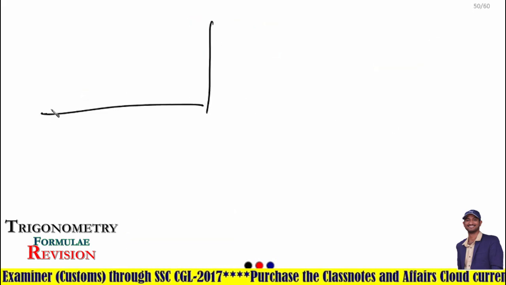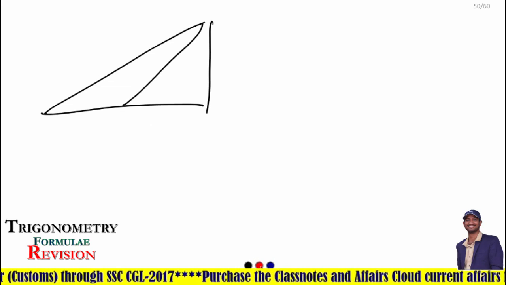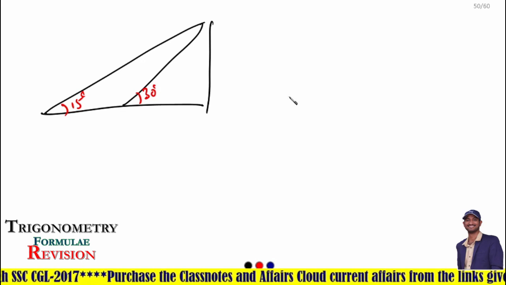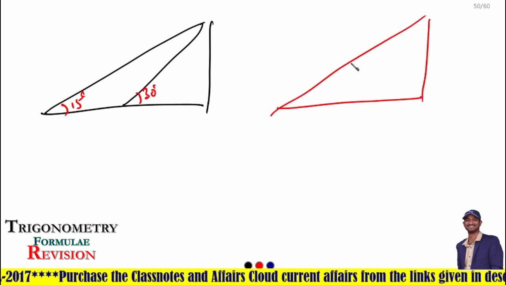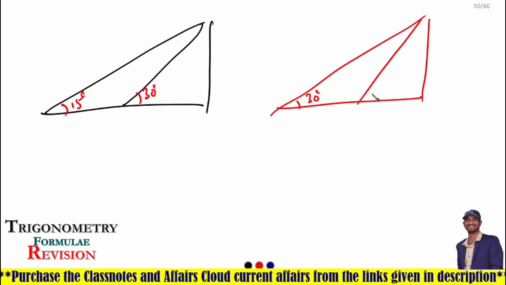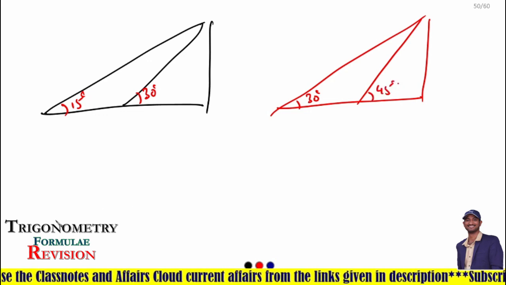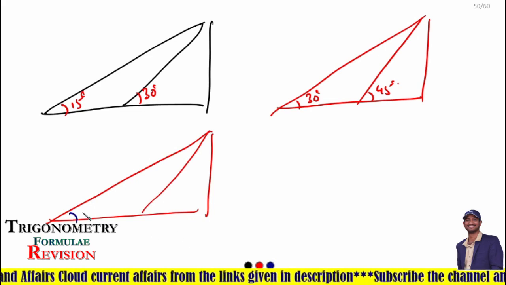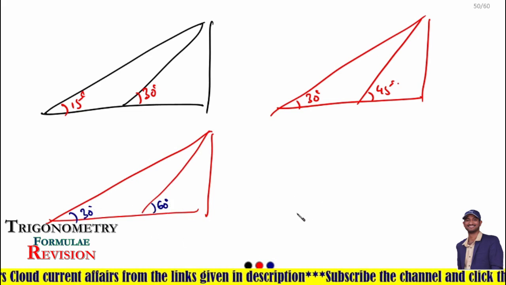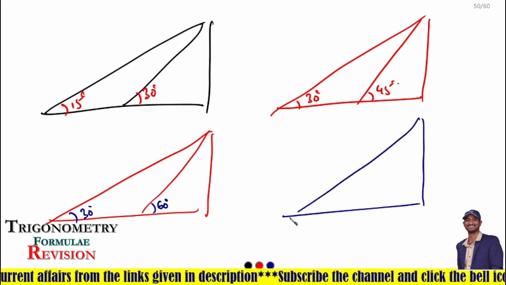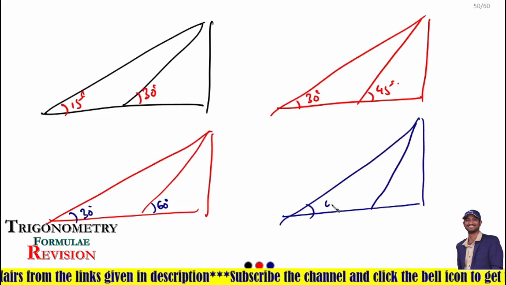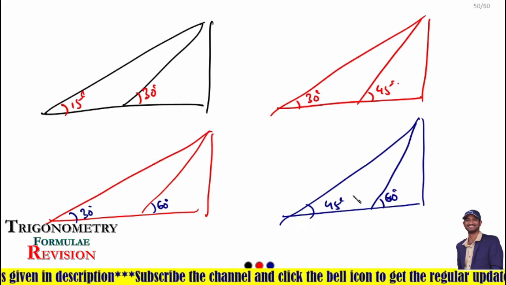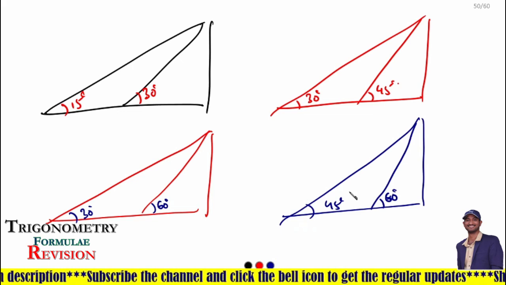Please remember, the models are these: the angle of elevation changes from 15 degrees to 30 degrees, or from 30 degrees to 45 degrees, or from 30 to 60 degrees, or from 45 to 60 degrees. These are the only models of changing elevation. We have only 4 models.